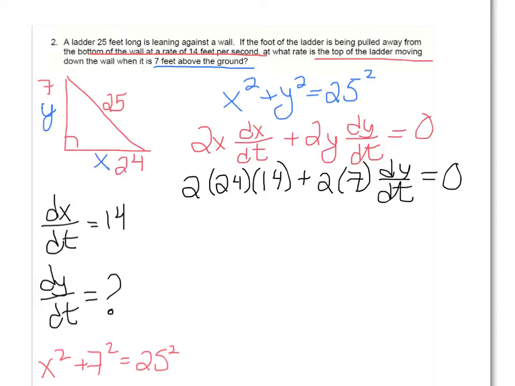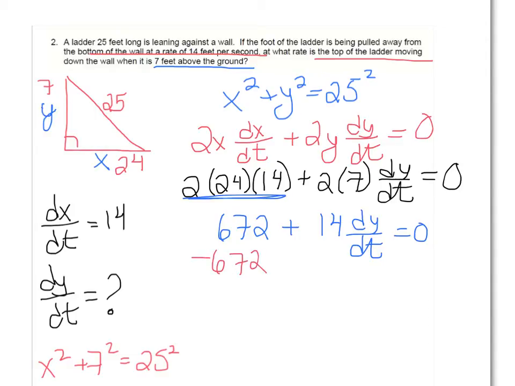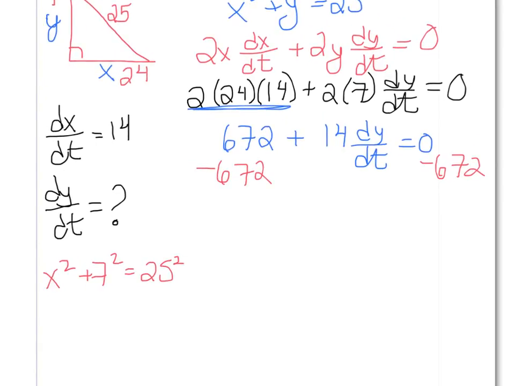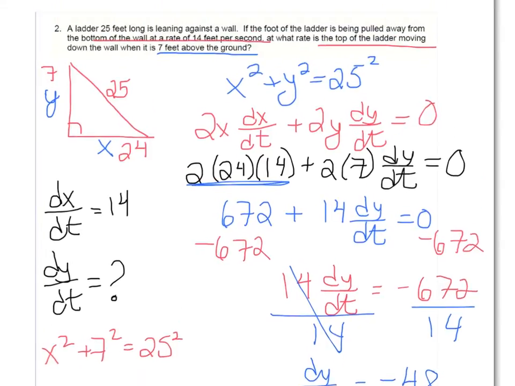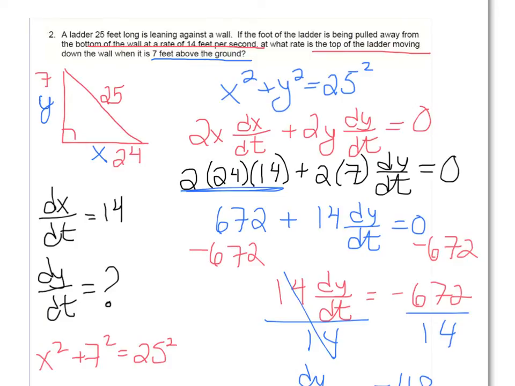Okay, so now we have a bunch of arithmetic. If we multiply these numbers together, that's 672. 2 times 7. Okay, so I'm going to move the 672 to the right. Divide by 14. So dy/dt is negative 48, and our units are feet per second.